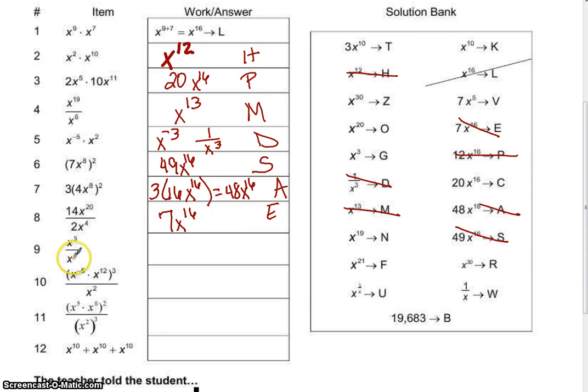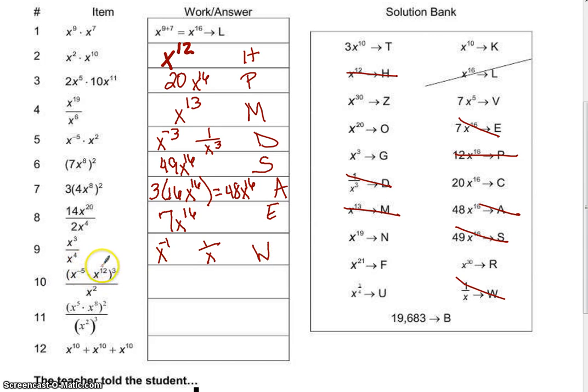X to the 3rd over x to the 4th. Okay, there's 2 ways you could do this. You could say 3 minus 4 is negative 1, and then realize you're going to have to move it, so it's 1 over x. The other way you can look at that is 4 is bigger than 3, and so your x goes where the largest exponent was. So I put the x in the bottom. 4 minus 3 is 1. Either way gets you to the same answer. I don't care which way you do that. 1 over x is W.